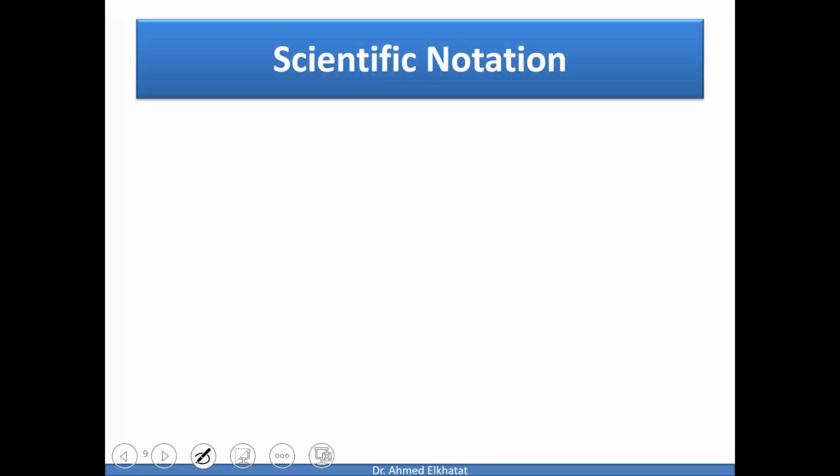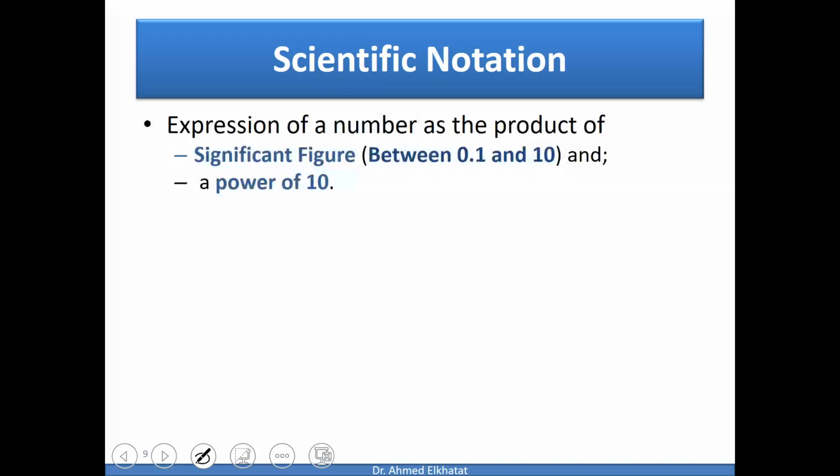Scientific notation is a method to represent significant figures for numbers, and it's always written between 0.1 and 10. So your number shouldn't be less than 0.1, and shouldn't be more than 10. So how to control the remaining numbers? By using a power of 10. Okay, let's take an example.